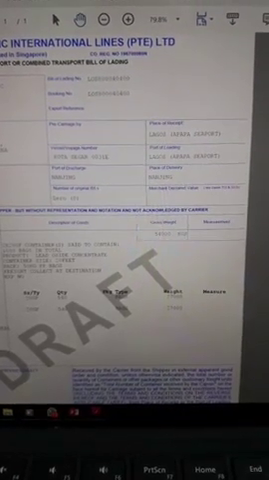If it's a multimodal bill of lading, place of receipt will not likely be Apapa. It will be Kano if I give it to him in Kano. Place of receipt will be Kano.